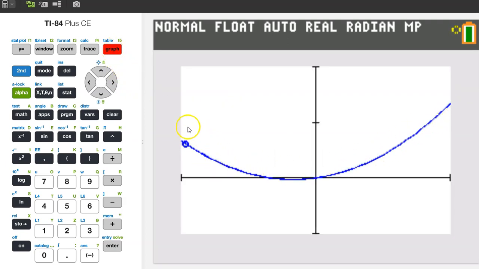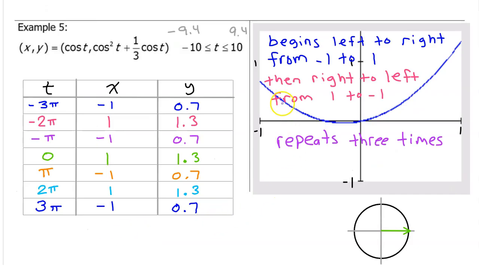Okay, so the graph is oscillating from left to right along a curve that looks like a parabola between -1 and +1. You can't really show this with arrows, so I'm going to tell a little story. The curve begins from left to right, from -1 to +1. Then it travels from right to left, from 1 to -1. And it repeats this pattern 3 times.